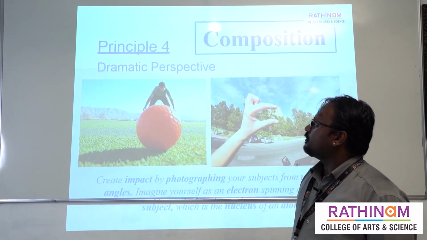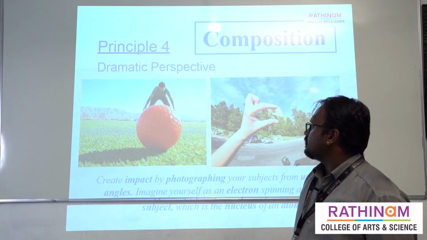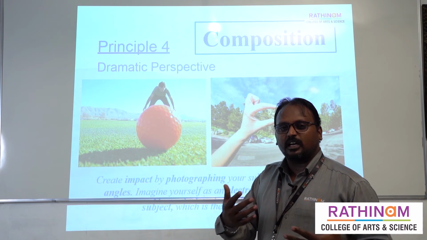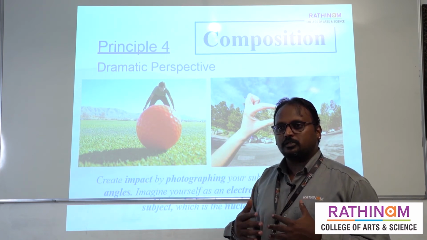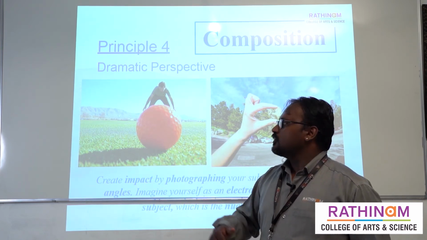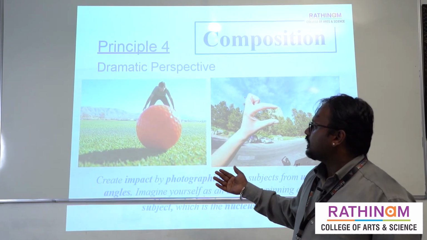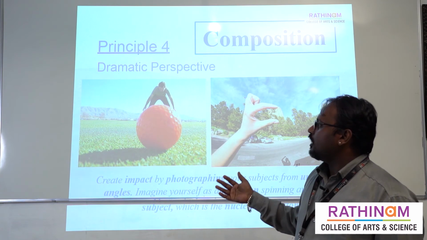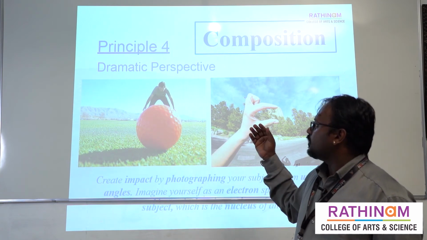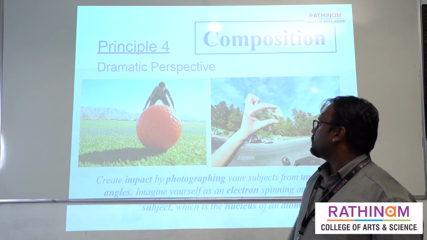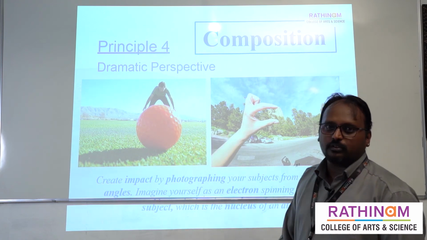So this is a dramatic perspective. While taking a photograph, your photograph should speak to others. Some message it should convey from your photograph. So that is dramatic. The ball is very small, but by taking this low angle photograph, the ball becomes very big and the human being becomes very small. This type of composition is called a dramatic perspective, the same as in this photograph also. Next.